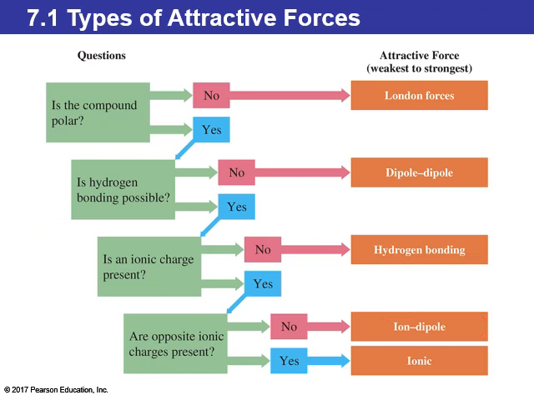So if you do have the possibility of hydrogen bonding, so you've got an oxygen bound to hydrogen, or a nitrogen bound to hydrogen, or fluorine bound to hydrogen, and you've got another oxygen, fluorine, or nitrogen with a lone pair, then you've got hydrogen bonding. If you've got an ion present, then you could have an ion-dipole or full-on ionic as well.